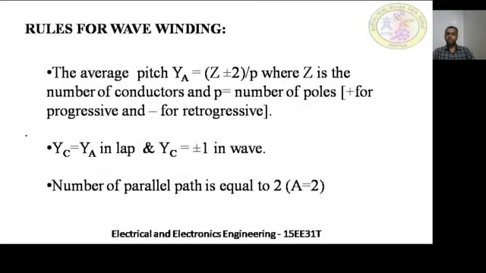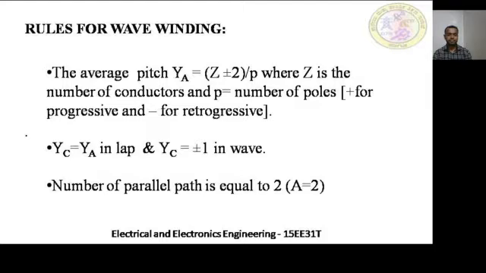Why are we taking plus or minus 2? In the armature, the slots we are using, in order to give the balance, we have to place dummy coils. Since dummy coils are entered, the armature slots get increased. In the dummy coil, EMF and current never flow. It's completely insulated from the other conductors, hence the name dummy coil. Hence we are using Z plus or minus 2 by P, where P is the number of poles, plus for progressive and minus for retrogressive.